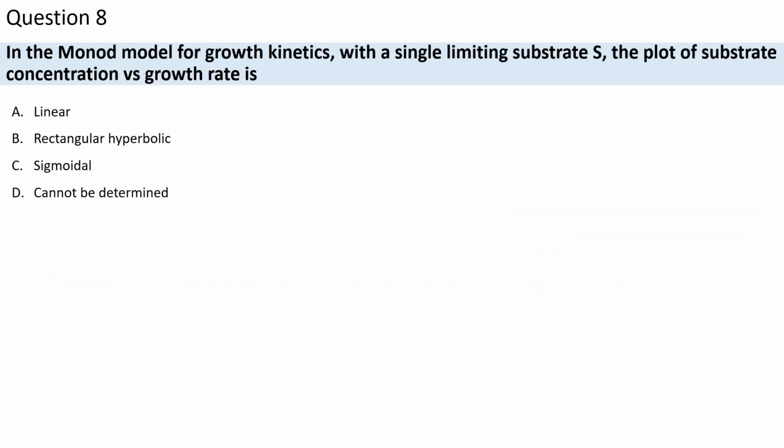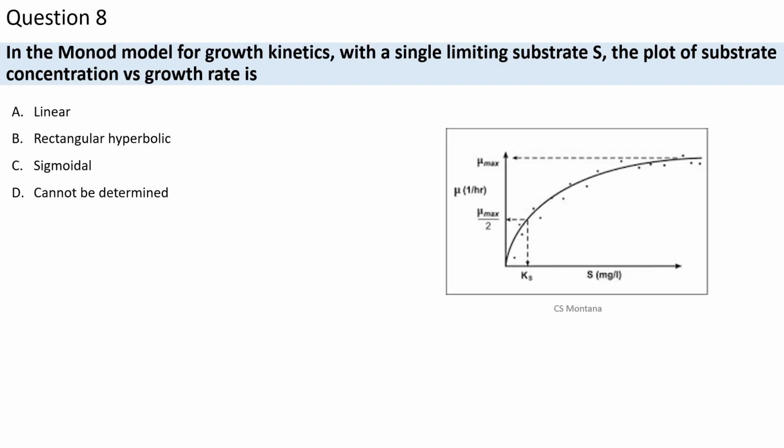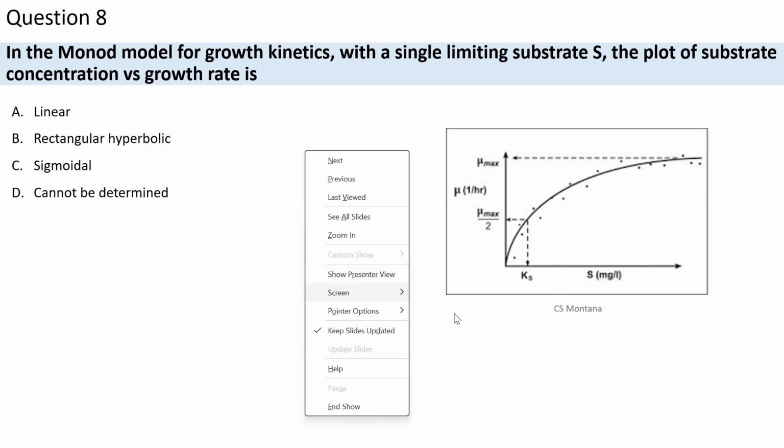Moving on to question 8. In the Monod model for growth kinetics with single limiting substrate S, the plot of substrate concentration versus growth rate. So this is what we already saw, right? The same equation, the same graph we saw here. But is it linear? No. And it's not sigmoidal also. Sigmoidal will be like a sine wave, right?